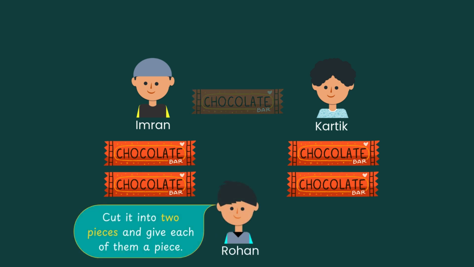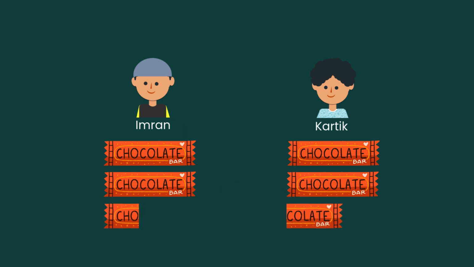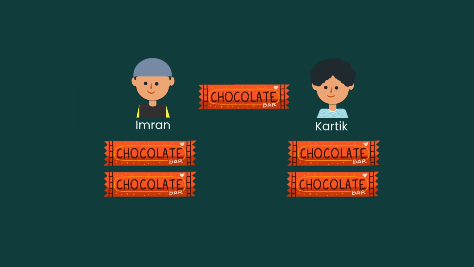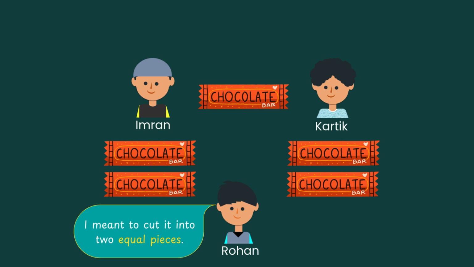Great idea, Rohan. You suggested splitting it into 2 pieces and giving each person 1 piece. Like this? Imran gets 1 piece, and Kartik gets the other one. Is it not fair? How do you know? Excellent explanation. The 2 pieces are not equal. Rohan, you mean to cut it into 2 equal parts like this? How can we be sure they are exactly equal?